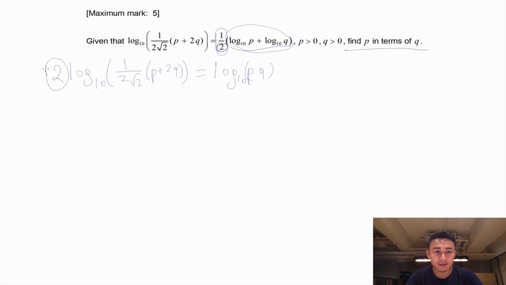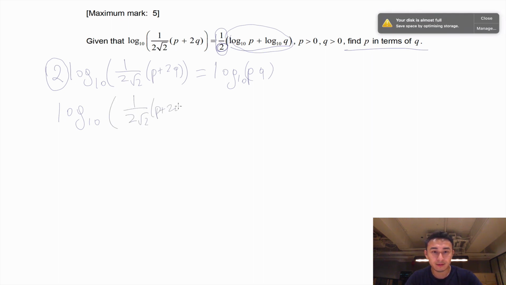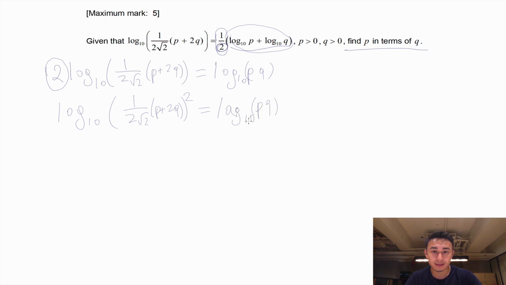Okay, now this 2 goes to the power. Logarithm of (1 over 2 root 2 (p plus 2q)) squared is equal to logarithm of pq, and the base is 10. Okay, let's distribute this square to the elements inside. 1 over 2 root 2 squared becomes 1 over 8, and then (p plus 2q) squared, and then of course there is logarithm of this value to the base of 10 is equal to logarithm of pq to the base of 10.